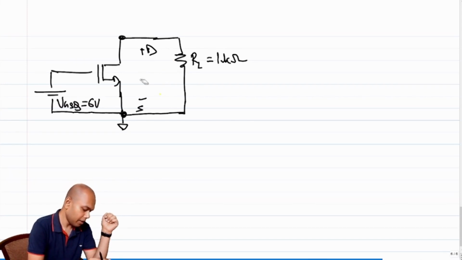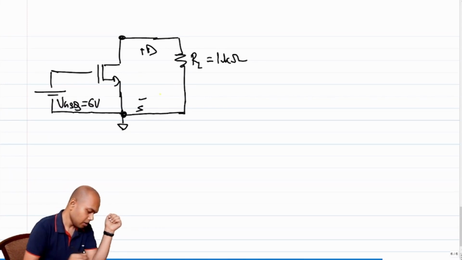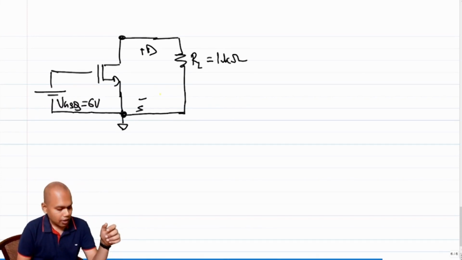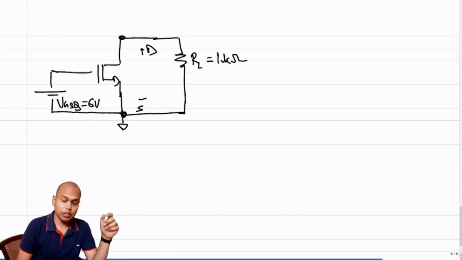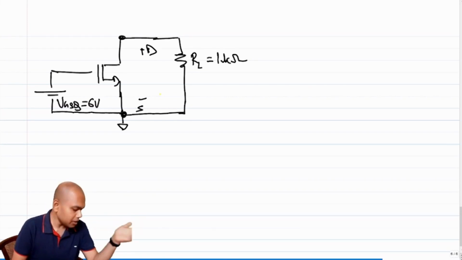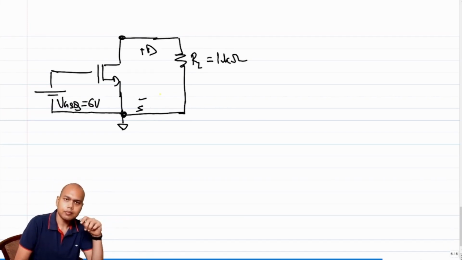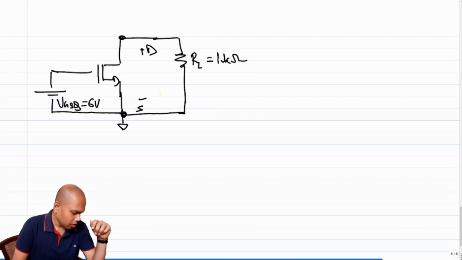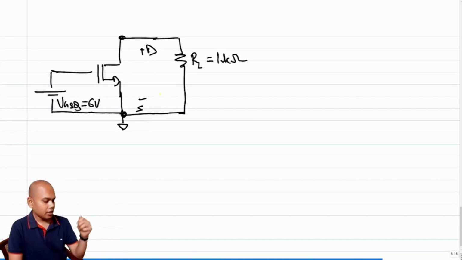Since we do not have any battery, there cannot be any electric potential or electric field between the drain and the source, which means there won't be any current, which means I need to put a battery, right? So where do you think I can put a battery?